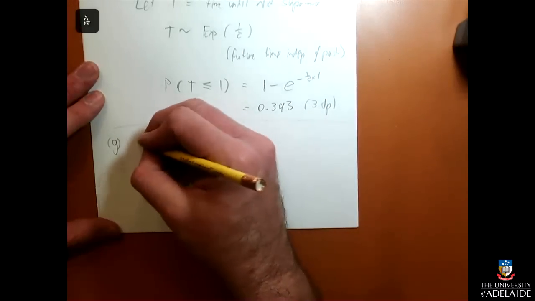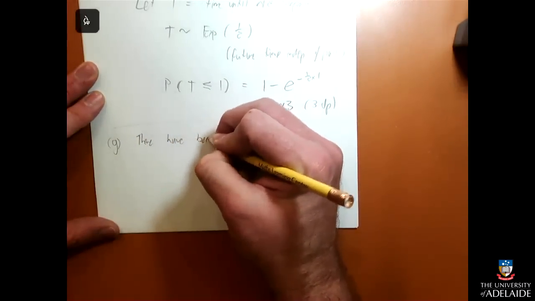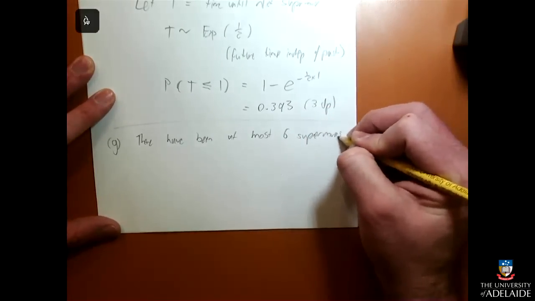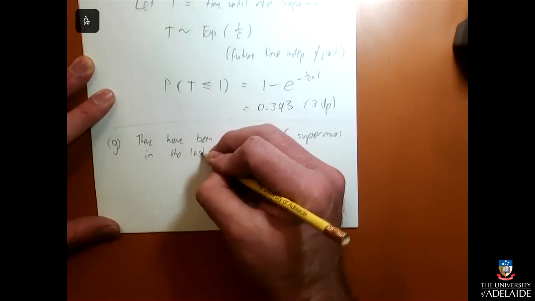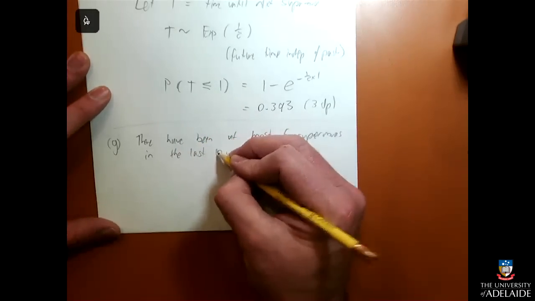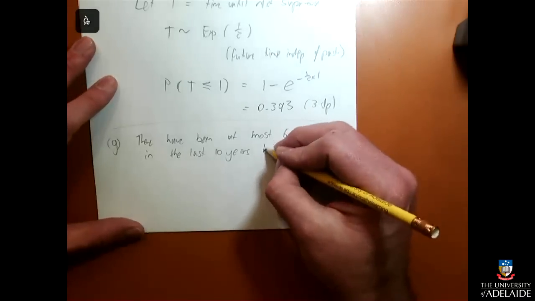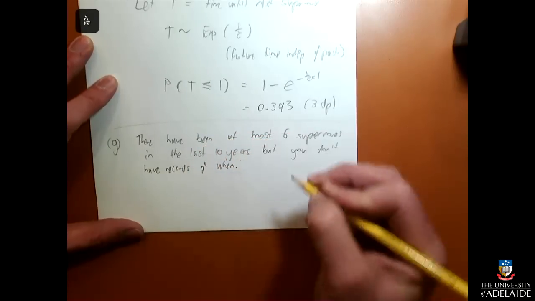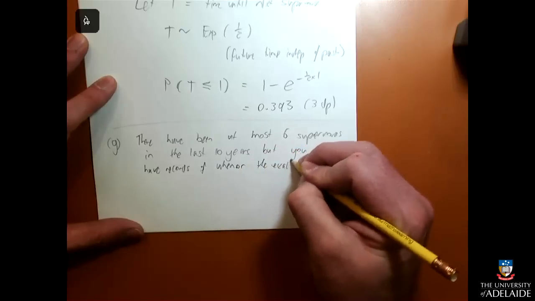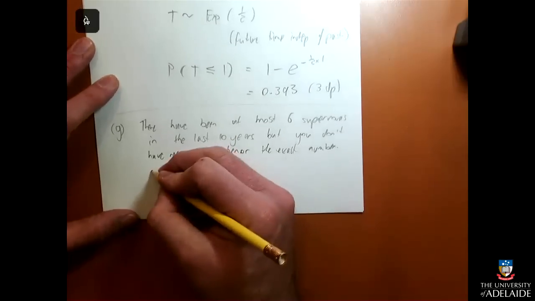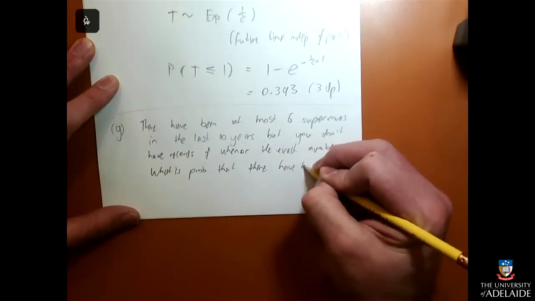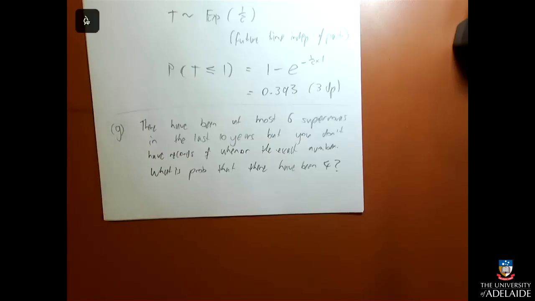So, there have been at most six supernovas in the last 10 years, but you don't know when. You don't have records of when or how many, or the exact number. What's the probability that there have been exactly four? You have to take things into account.